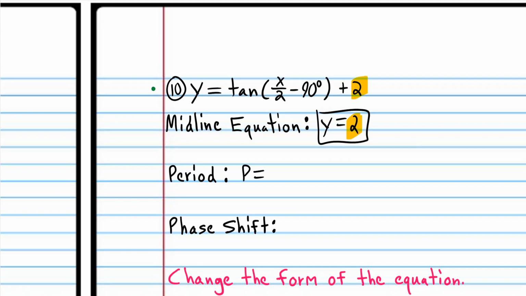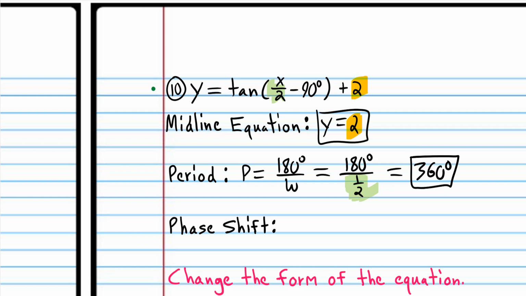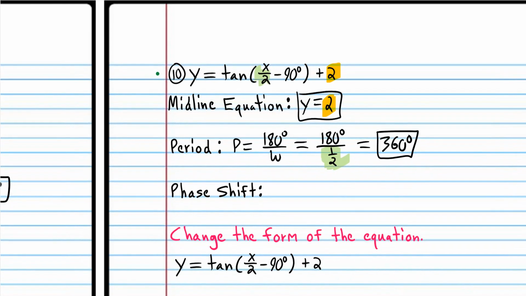The period is 180 divided by omega, not 360 divided by omega. Because the normal period for the cotangent and tangent curves is 180 degrees. It's not 360. So then we get 360 degrees for the new period. It's usually 180. Now it's 360.